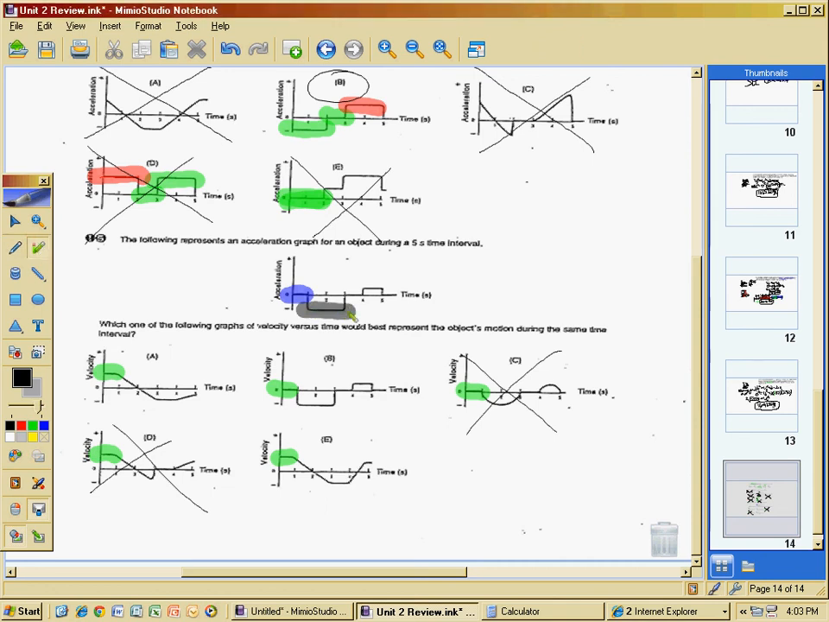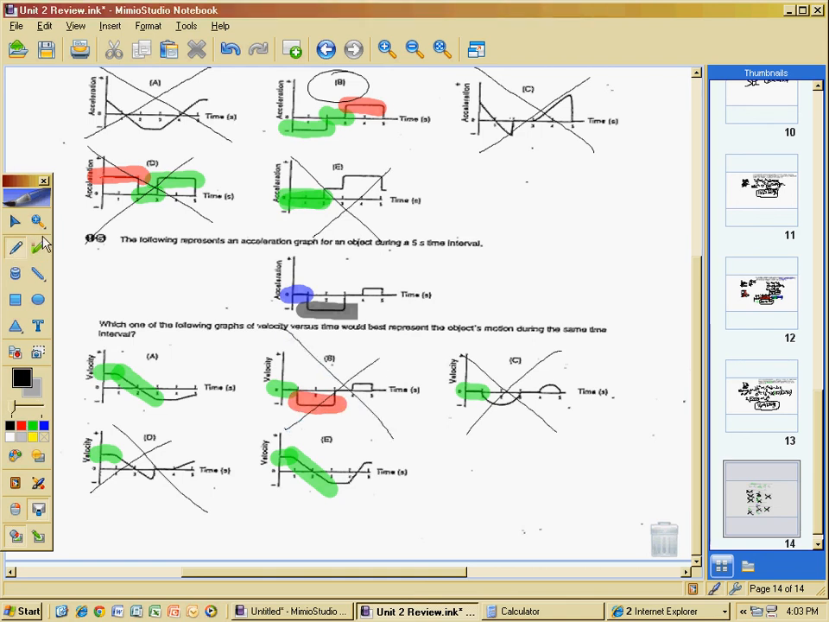Right here, we have a nice constant negative acceleration. And remember, acceleration tells you the slope of your velocity graph. So what we need is a velocity graph that is nice and constantly negative slope. That's a nice negative slope. That's a nice negative slope. And then our only other option, hey look, the slope of that line right there is 0. B's out.